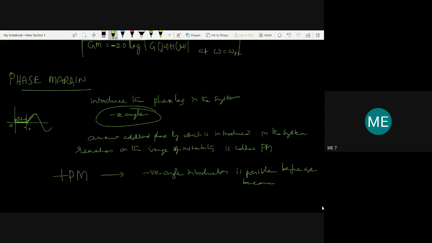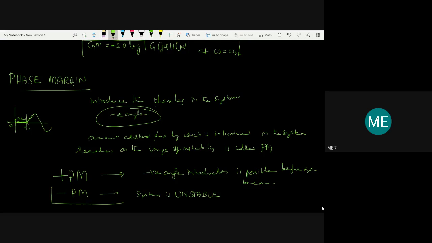So that possibility is there if the positive phase margin is there. And if negative phase margin, that is negative PM, is there, it means that the present phase lag, or negative phase lag, should be changed by adding phase angle. Hence the phase margin is said to be negative and the system is going to be unstable. In this case, the system is unstable.